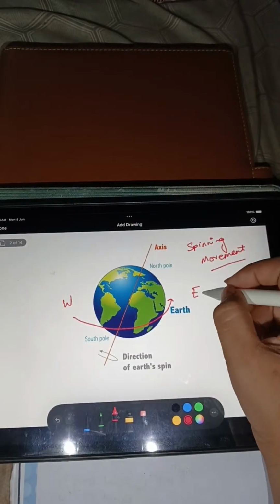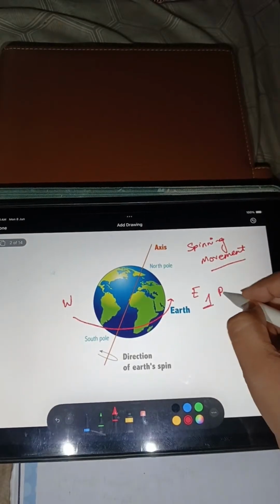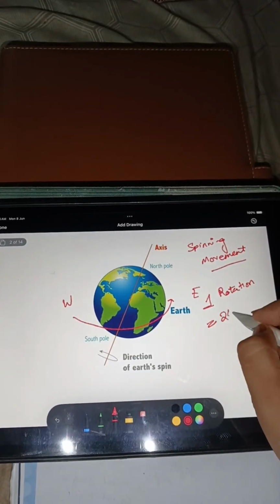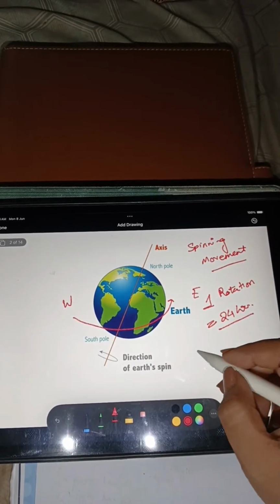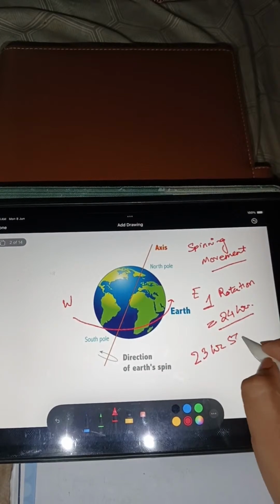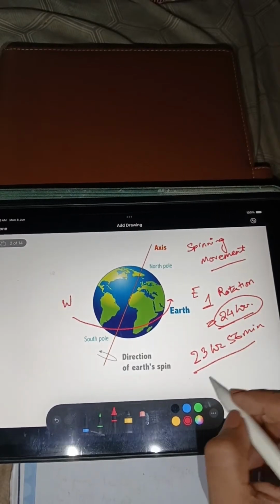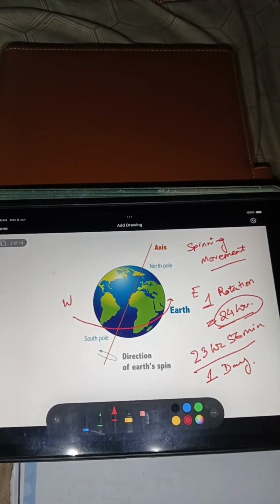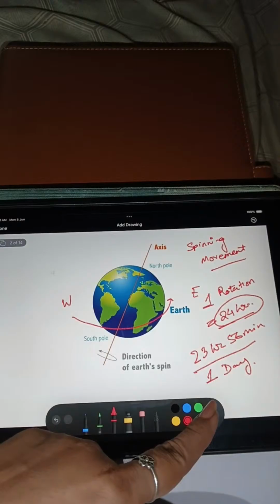And this rotation takes 24 hours. More precisely, it is 23 hours and 56 minutes, but for ease of calculation it has been rounded up to 24 hours. So one complete rotation is 24 hours, that is one day. So this is about the basic concept of what is Earth's axis, how it moves and how long it takes.